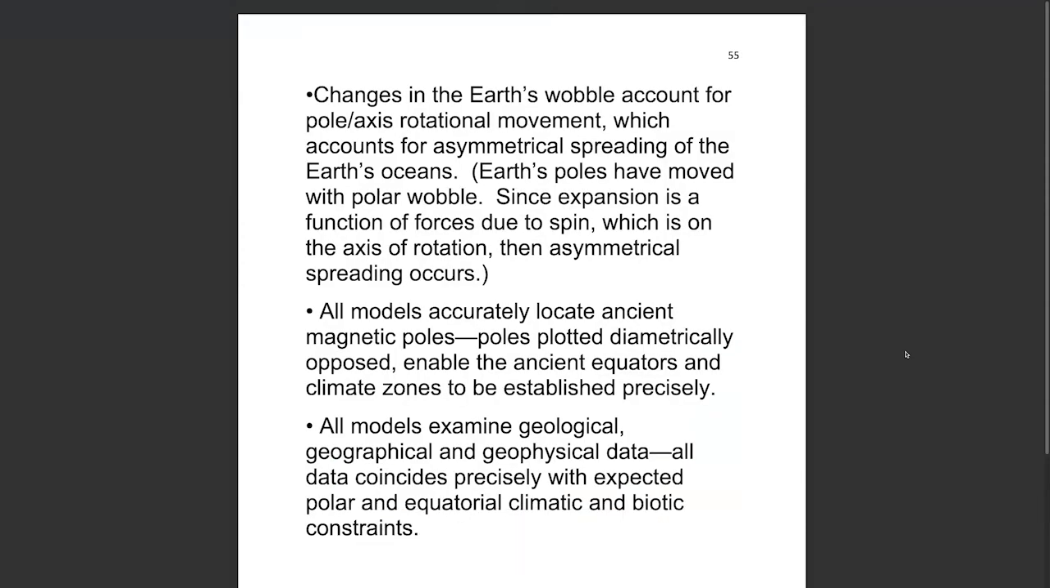Changes in the Earth's wobble. Another advantage to the expansion model is that it accounts for the wobble of the Earth's axis.